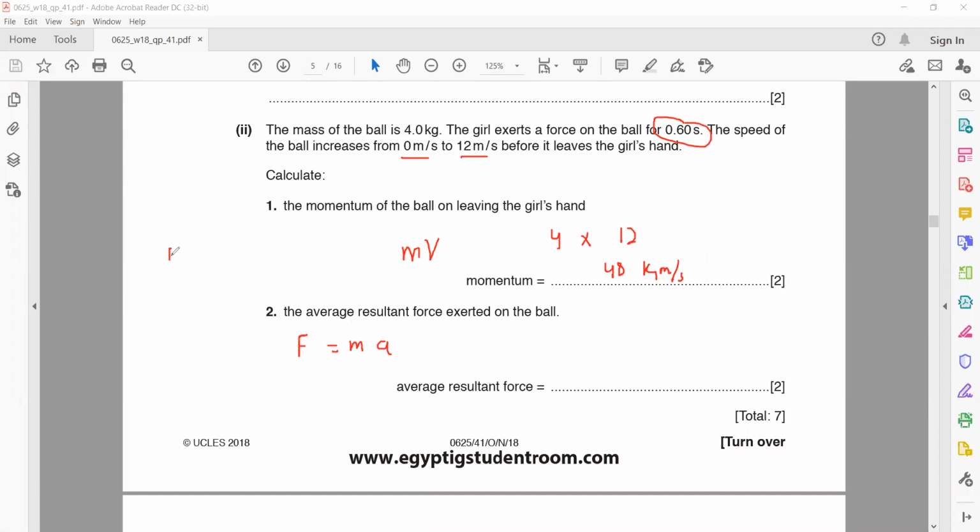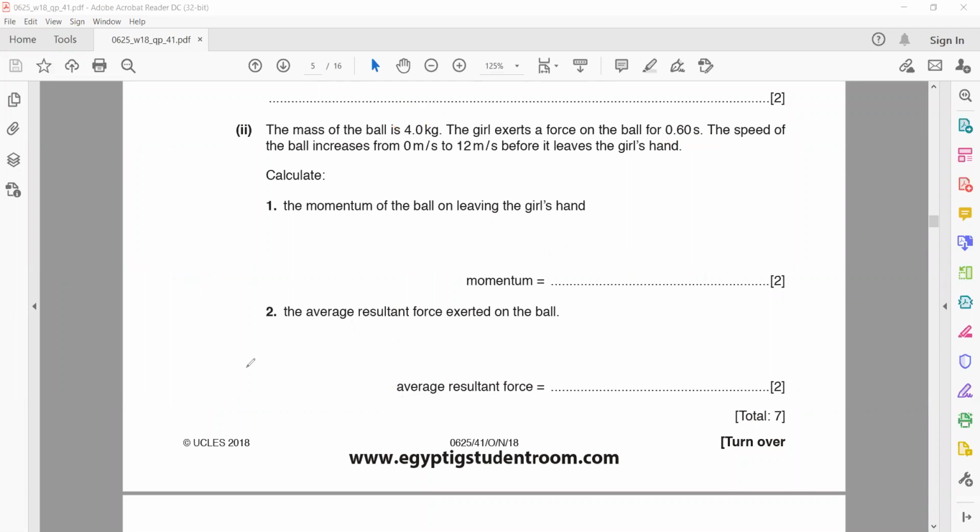The change in velocity is 12 minus 0, and the time interval is 0.6. That will give an acceleration, and multiplied by the mass. So it will be 12 divided by 0.6, which is equal to 80 Newton. This is one way to get this. There's also another way to get the answer.